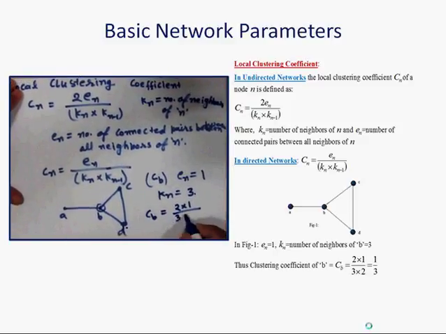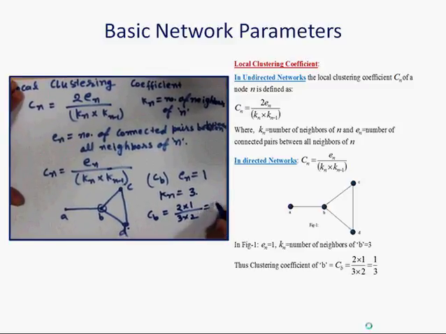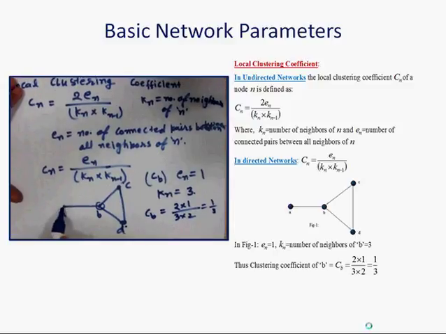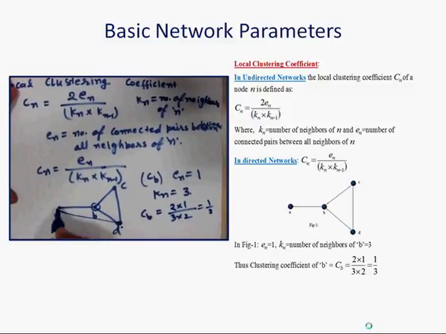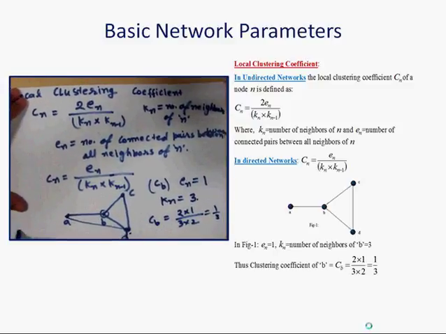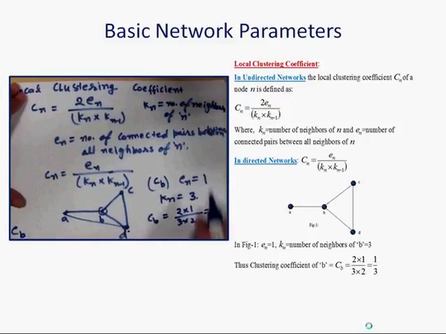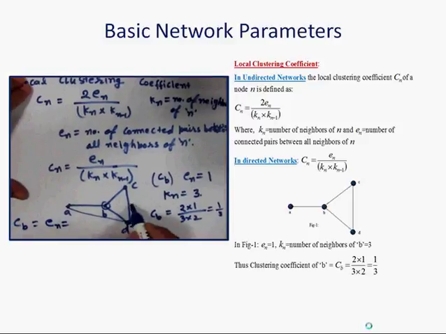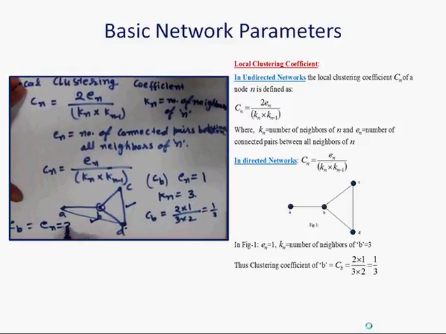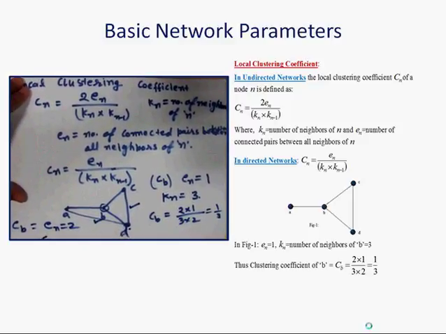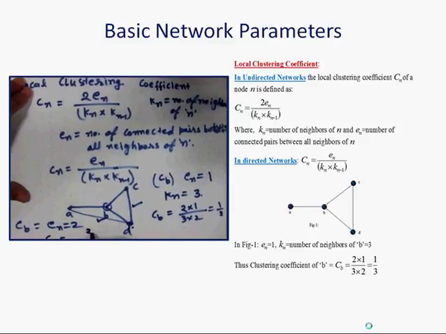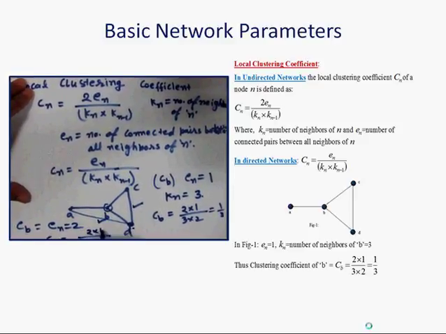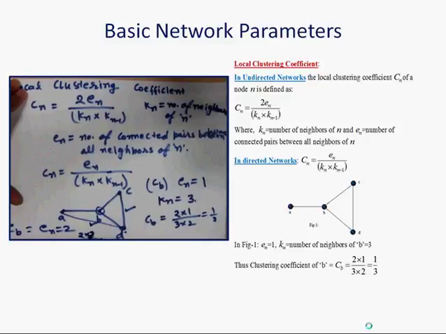Suppose we increase the neighbors like this, then what will be the clustering coefficient of B? Now the value of En will be 2. So after that CB will be 2 into 2 divided by 3 into 2, which is 2 by 3.